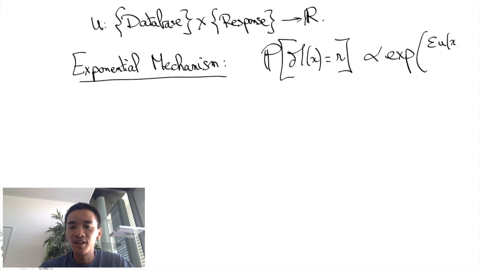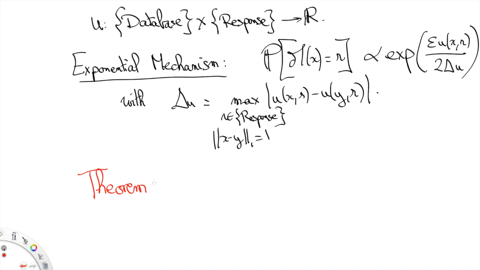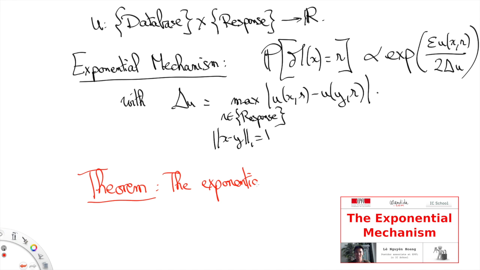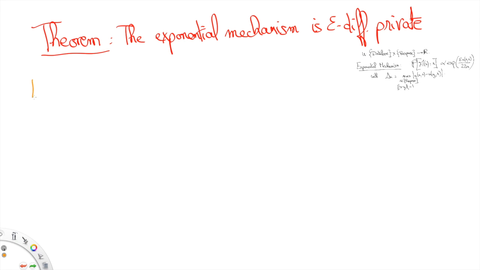x and r divided by delta u, where delta u is the largest utility variation between neighbor databases x and y for all responses R. In a previous video, we claimed that such an exponential mechanism is epsilon differentially private. Now, before proving the theorem, I'm going to prove a simple lemma.